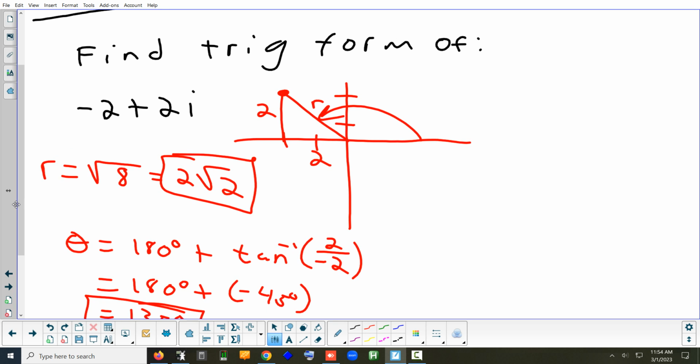So the final answer is going to be R cosine 135 plus i sine 135.